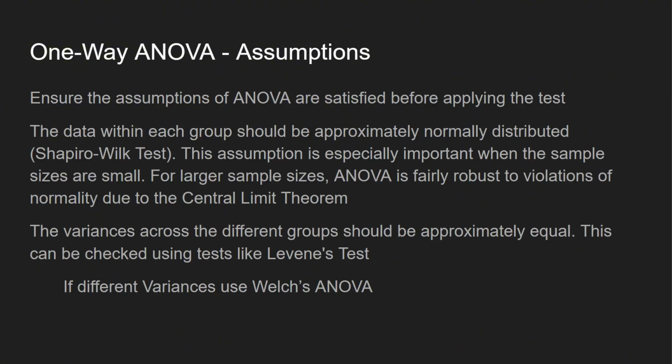Pretty self-explanatory. Our assumptions: first, each group should be approximately normally distributed. You can test this through the Shapiro-Wilk test. One thing about ANOVA though is if you do have a larger sample size, it's okay if it's not normally distributed, and that's due to the central limit theorem. The other thing is you want to make sure the variances across the different groups are approximately equal, and we can test this through Levene's test. Again, I have a video on Levene and Shapiro if you want to check those out. If the variances are different, you're going to want to use Welch's ANOVA. We'll probably make a video on that as well.